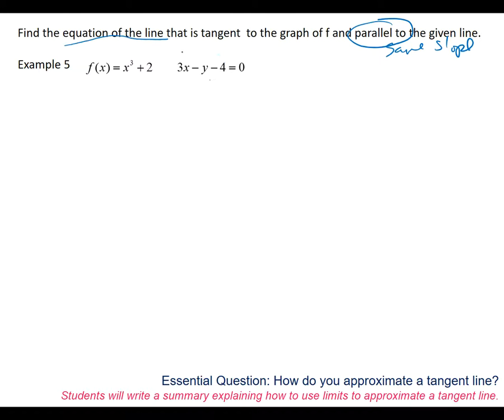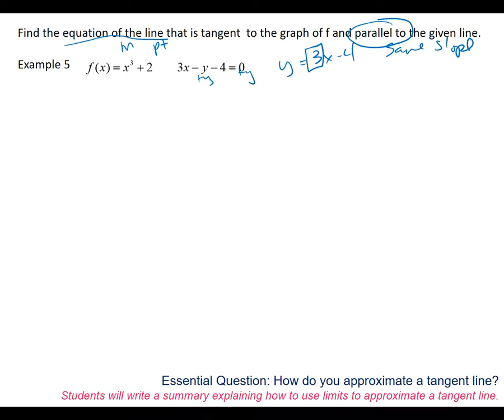Okay, so I need to figure out the slope of this line right here. In order to do that, I've got to get y by itself, right? So I'm going to move the y. I'm going to choose to add the y to both sides. It's going to give me y equals 3x minus 4. So what's the slope? 3. So I know that my slope is 3, but in order to write an equation of a tangent line, what 2 things do I need?